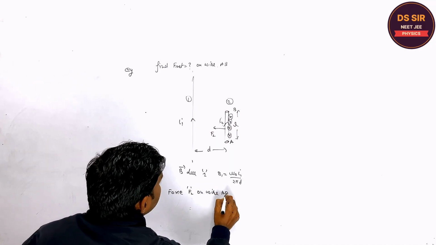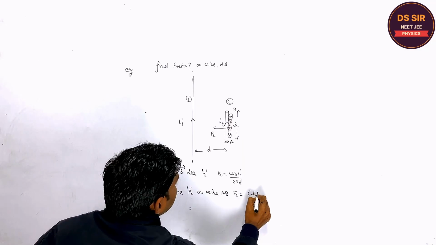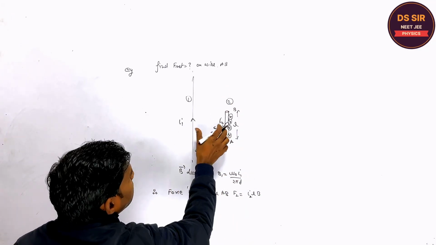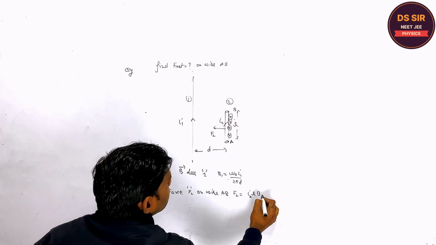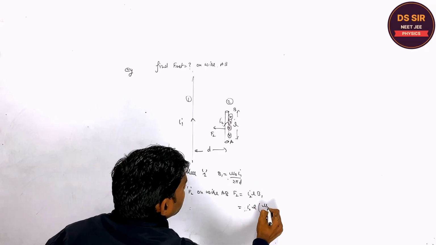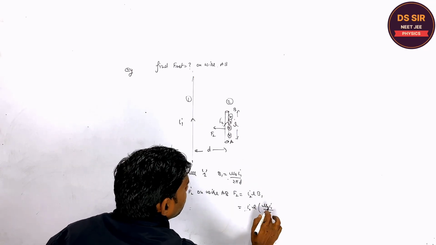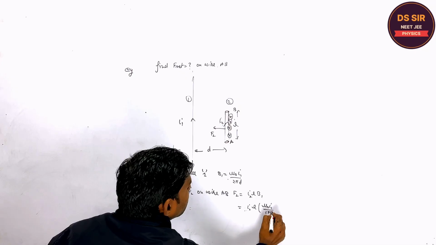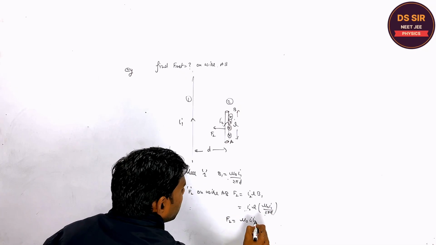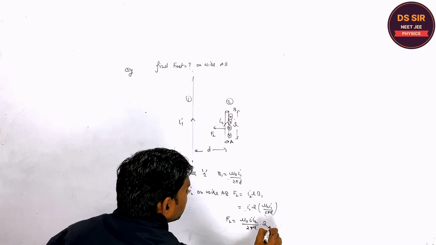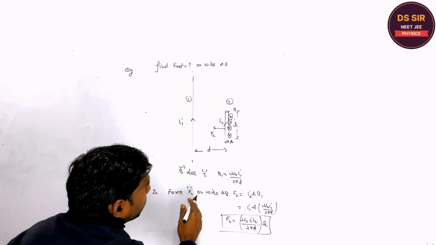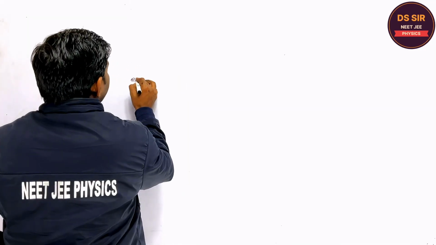on wire AB is ILB. What is the current here? Say I2. What is the magnetic field? B1, that is mu naught I1 upon 2 pi d. So F2 is equal to what? Mu naught I1 I2 upon 2 pi d into L. Fine. Yes. Copy this. So now take another example.